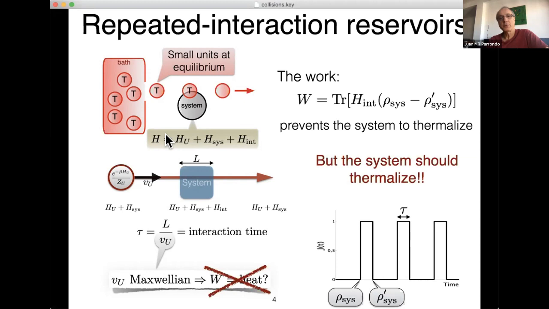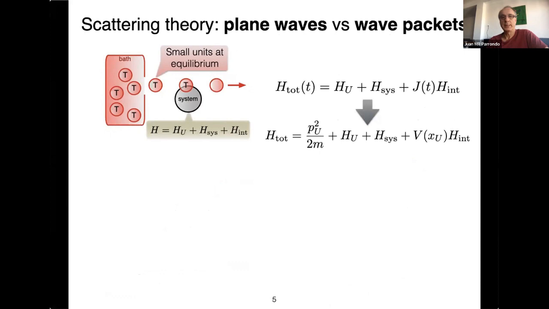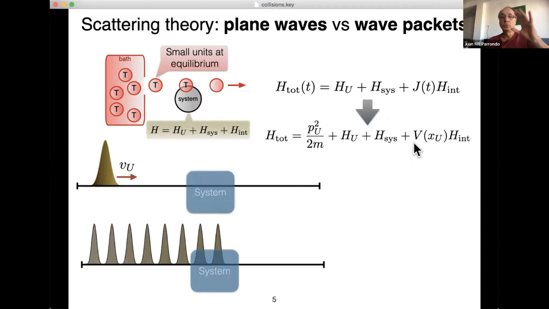And then we had to go to the full quantum model. And what is the full quantum model? It's assuming that the units are particles, so they have a position and a velocity, and they are quantum particles. So there is a position operator and a momentum operator. And we replace this time-dependent Hamiltonian by a completely autonomous Hamiltonian, where the interaction occurs in some region. B is going to be just a function located in a region, and by doing so, you get a completely autonomous system.